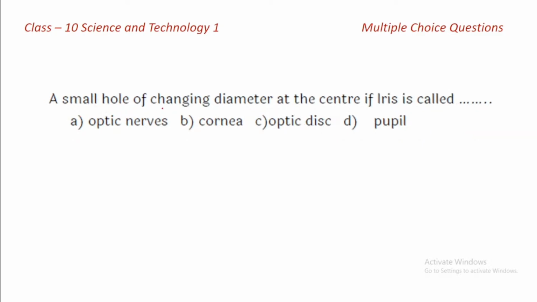A small hole of changing diameter at the center of the iris is called dot dot. Optic nerve, cornea, optic disc or pupil. The correct answer is option D, pupil.